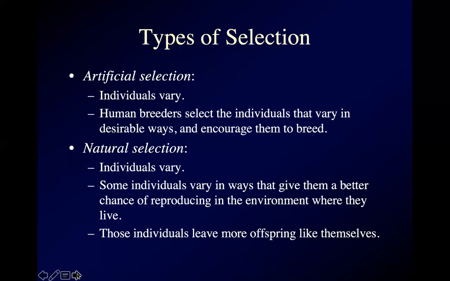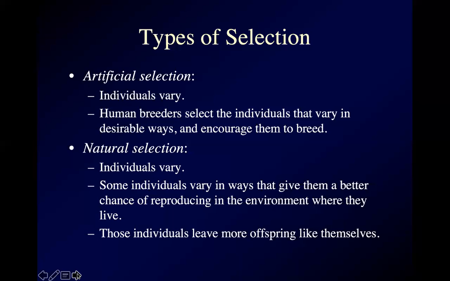It's not the only one. There are other things that can cause hereditary change in living species over lengths of time, but it's thought to be the primary mechanism that causes it, the motor that drives that change. And we've talked about the distinction between artificial selection and natural selection.